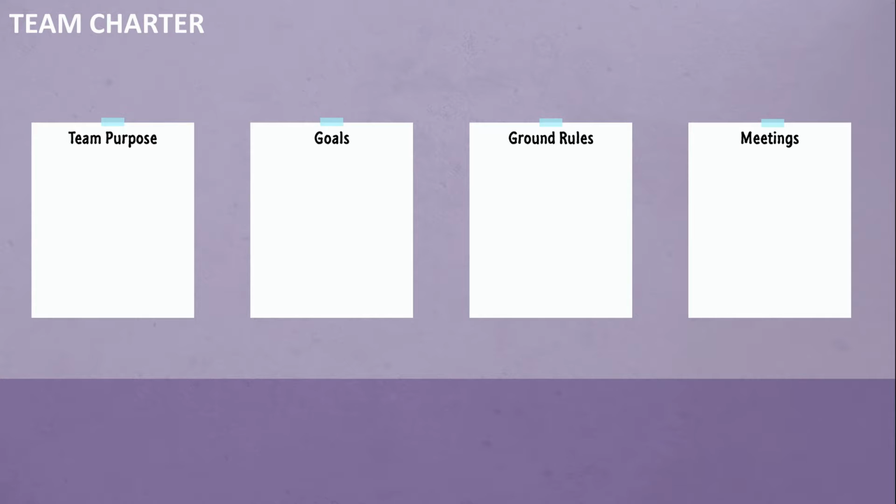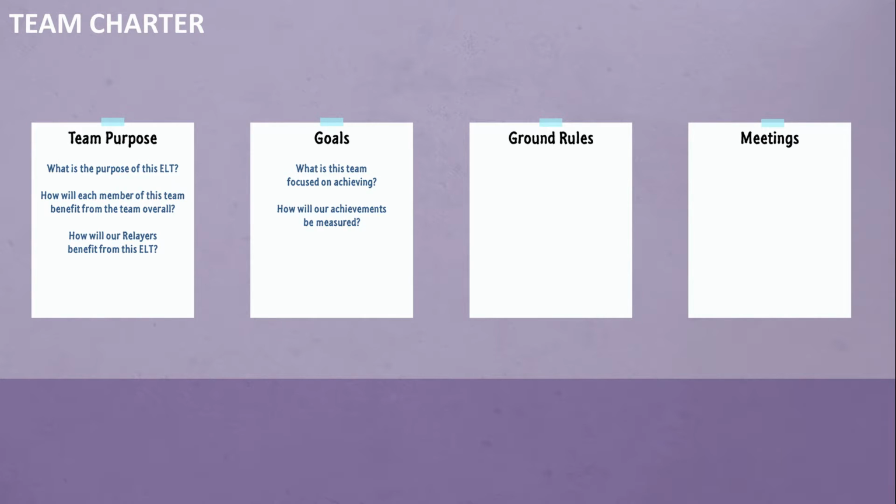The 4 flip charts are team purpose, which includes these questions. What is the purpose of this event leadership team? How will each member of this team benefit from the team overall? How will our relayers benefit from this event leadership team? Goals, which includes these questions. What is this team focused on achieving? How will our achievements be measured?